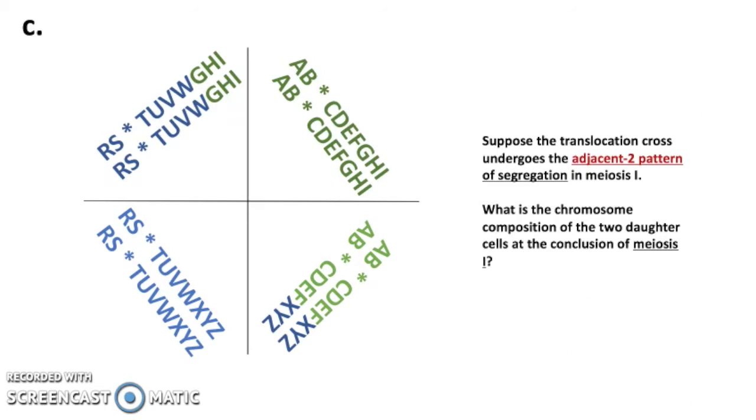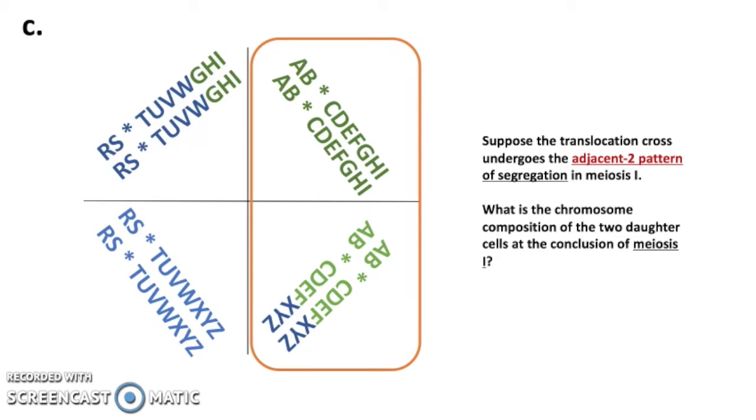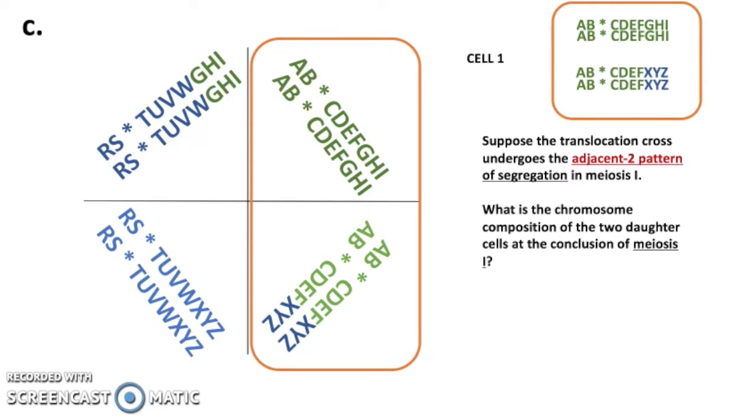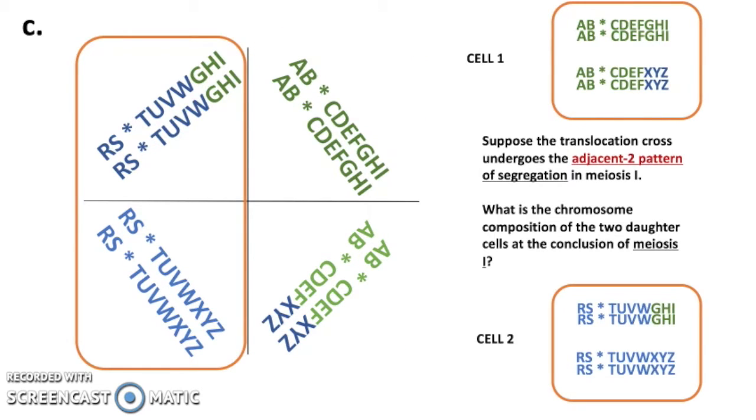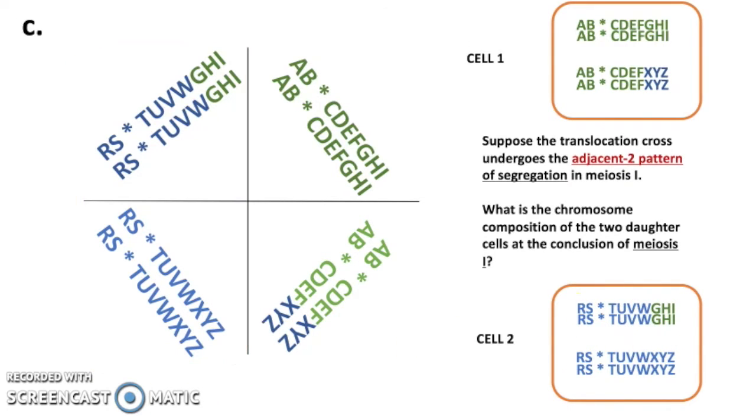Okay, and so for part C, now it's asking what those two daughter cells will look like with their chromosome content when an adjacent 2 pattern of segregation takes place. So in adjacent 2, the right quadrants, those chromosomes are going to go into one of the cells, and then the left quadrants, those chromosomes are going to go into the other cell. So again, you're going to have cells where you don't contain all of the genetic material, because in this case we're missing quite a bit of it, because we don't have any of the remaining part of the quote-unquote blue chromosome, and down here we're missing a great deal of the green chromosome.